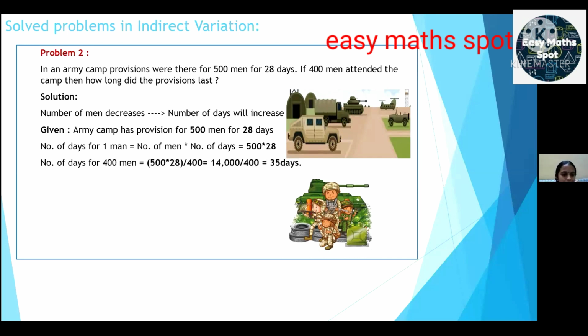Number of days taken by 400 men to consume the provisions equals 500 multiplied by 28 divided by 400, equal to 14,000 divided by 400, equal to 35 days. Answer, the provision is enough for 35 days for 400 persons. Here the days are increased as the number of men is decreased from 500 to 400.